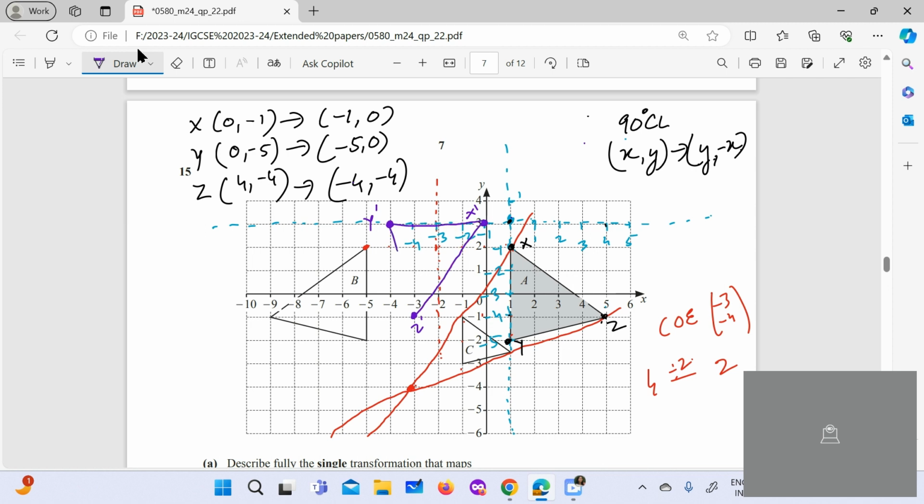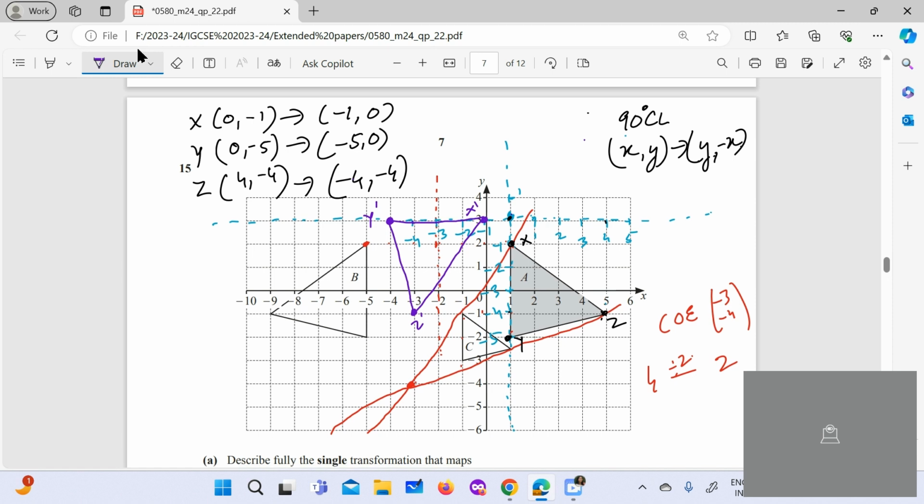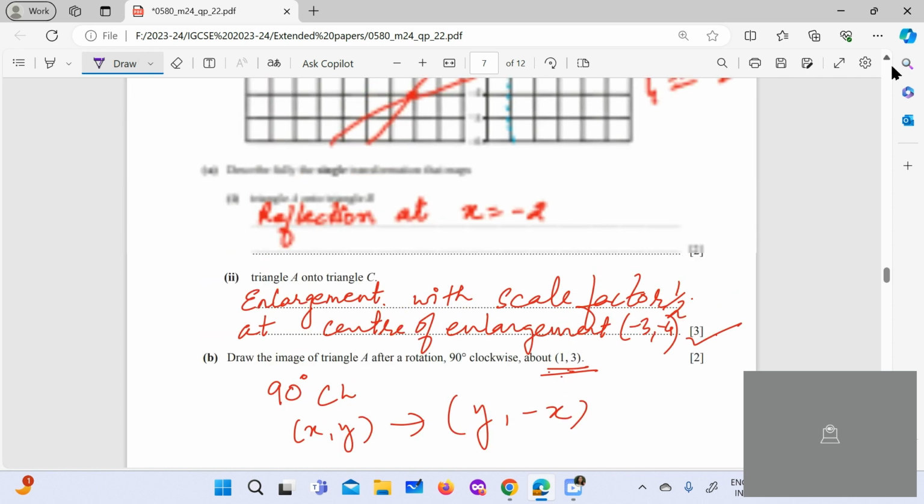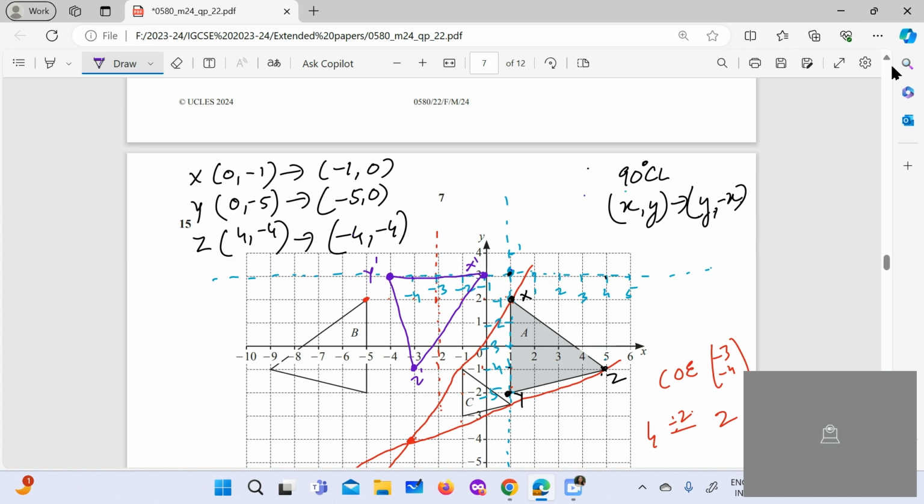So yeah, we rotated this at the center of rotation 1, 3, 90-degree clockwise. Anything else is mentioned here? Draw the image of triangle A after the rotation. Okay, nothing else. So this is done. Now let's go to the next one.